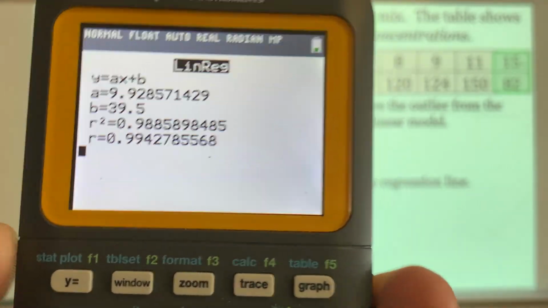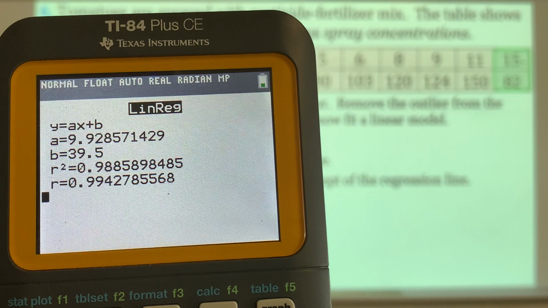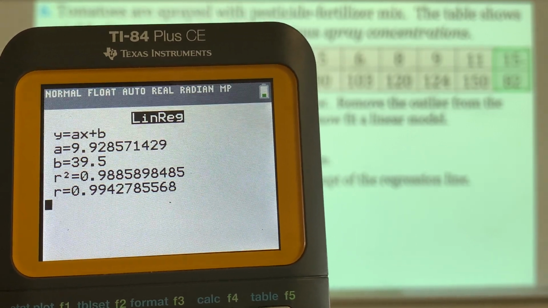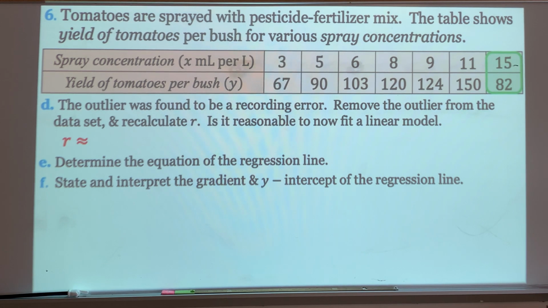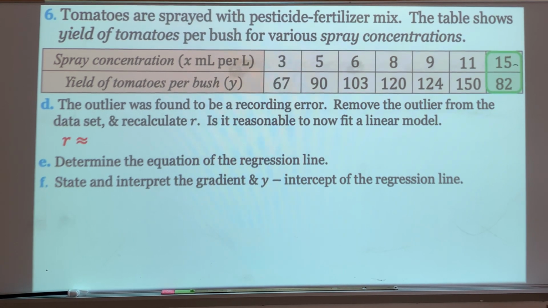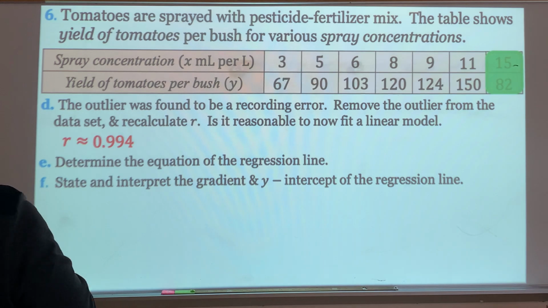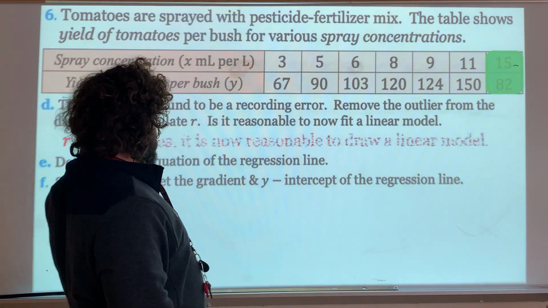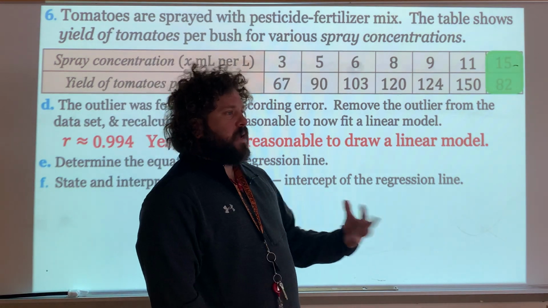And then I get it right here. And now look what R is. It went from that crummy 0.34 to 0.9942. That's what I'm talking about, right? Get that good R. All right, so our R now is 0.994. That's awesome. Is it reasonable now to put a linear model there? Of course it is. It's now reasonable to draw it. Before it wasn't because it was such a weak correlation.